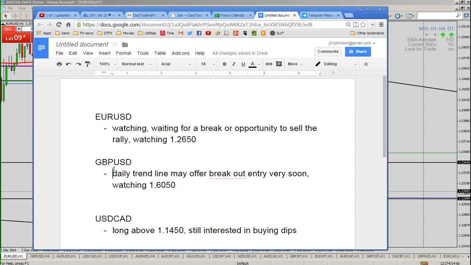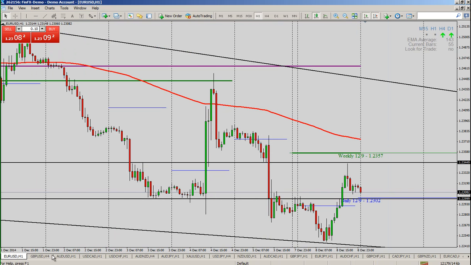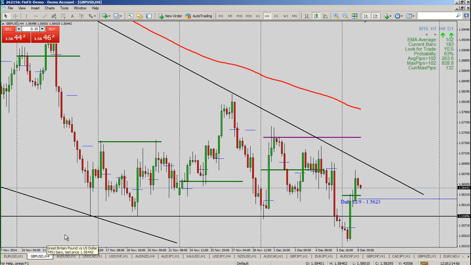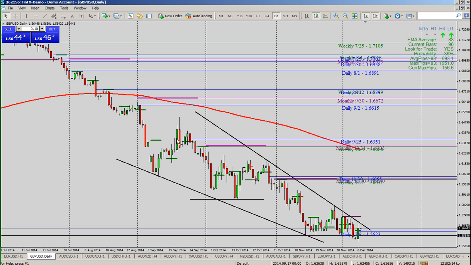Pound dollar, we have a big daily trend line that's looking interesting, and I'm watching 160.50 on pound dollar. The pound dollar just looks like it can't help itself, and that it's headed into 160.50. And so if that is the case, once again, referring to the daily chart here, big falling wedge here. We had a big bullish candle right there, and it looks like it's trying to make its way higher.